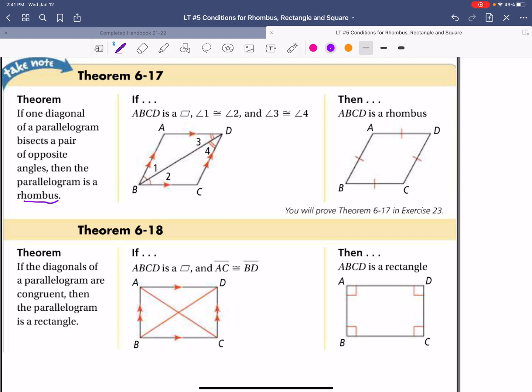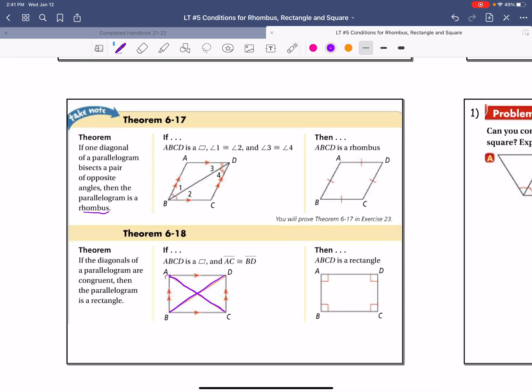We know another property of a rhombus is diagonals bisect opposite angles. So what we're saying is if that happens, then we've got a rhombus. Here it's kind of the converse of what we've seen. If the diagonals of a parallelogram are congruent, then the parallelogram's a rectangle. So if we start off with a parallelogram and we get that these two diagonals are the same length, then we know we have a rectangle.